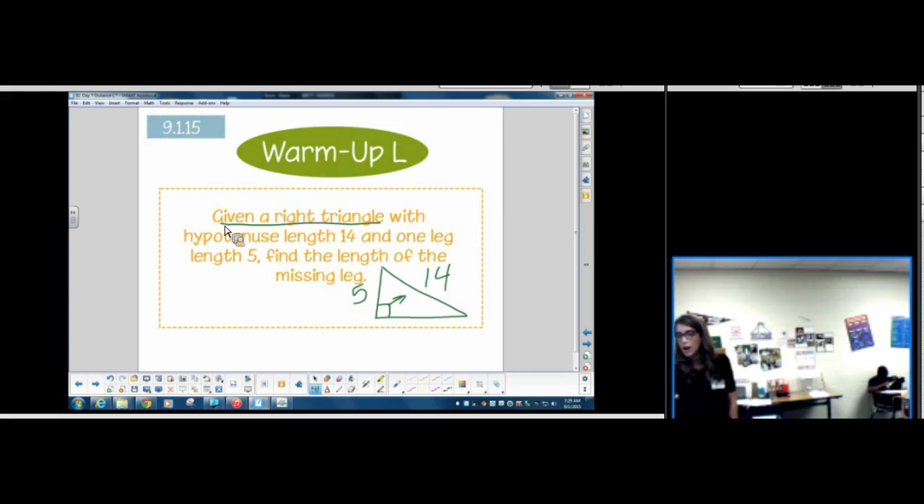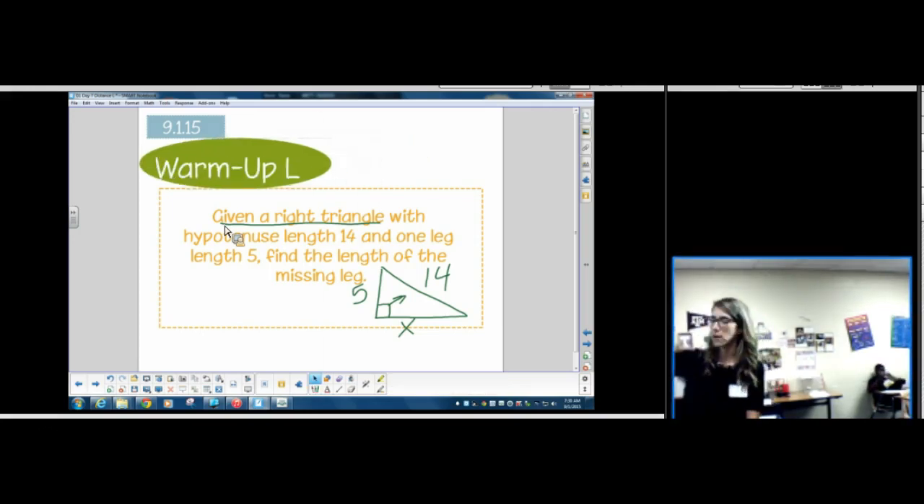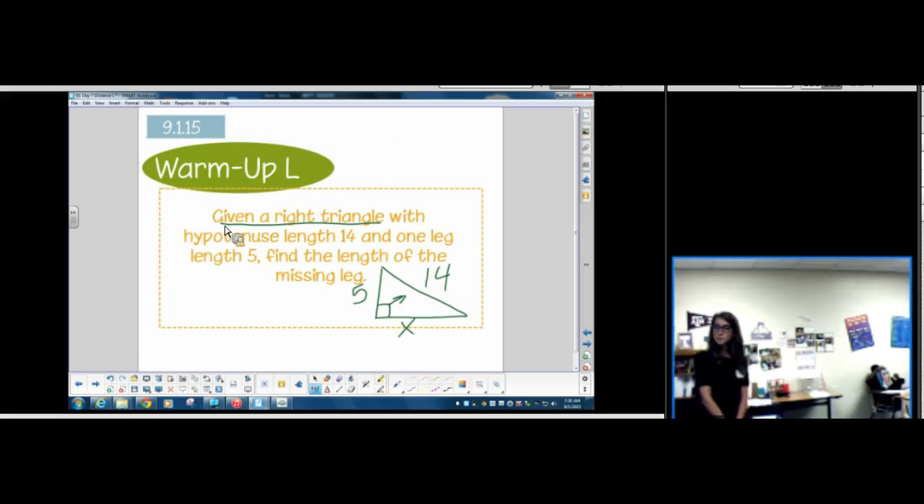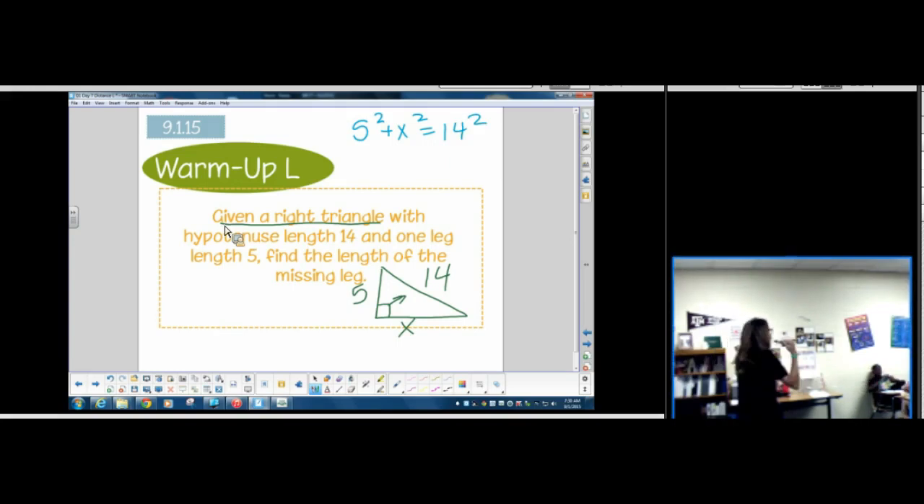So this is our x. This is our missing side. You can call it b. You can call it x. You can call it a. I don't care what letter you call it, because a letter is just a variable, and it doesn't matter. All right, so yesterday we learned that Pythagorean theorem says a squared plus b squared equals c squared. So if you haven't written that on your warm-up sheet, make sure you show your work to get full credit. Make sure you show the equation.